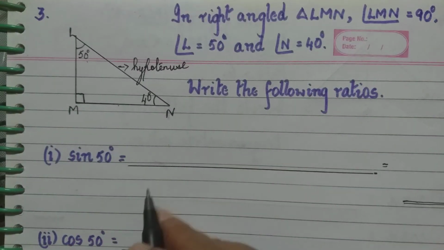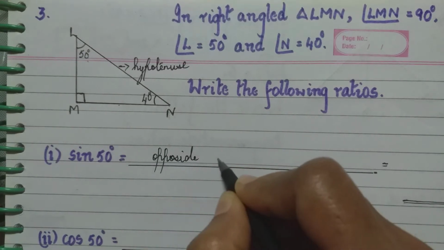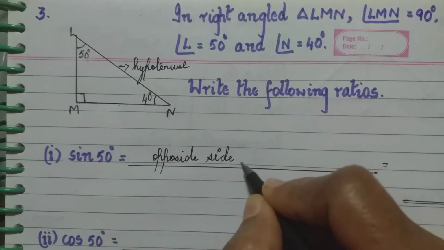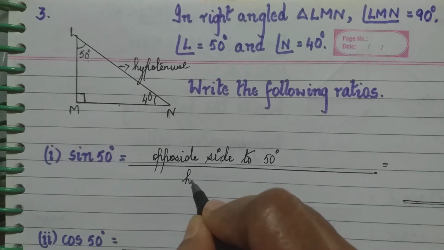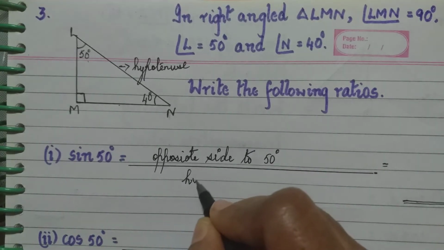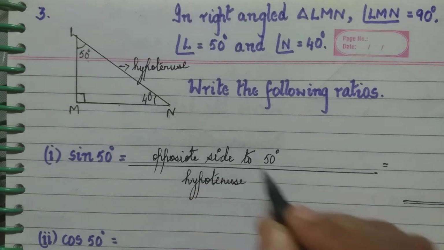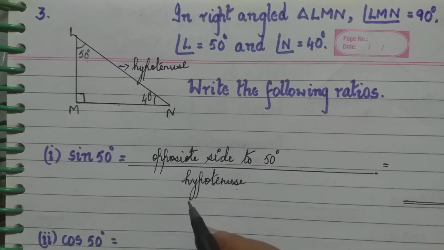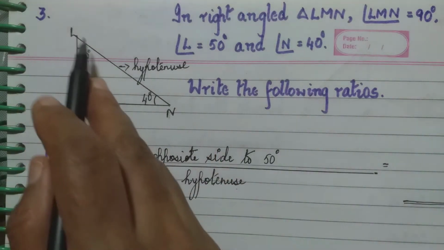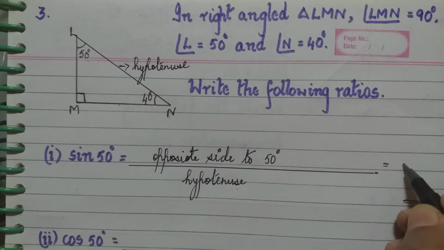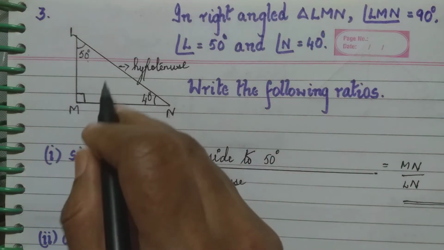Sine is opposite upon hypotenuse. So we write opposite side to angle 50 degrees upon the hypotenuse. Okay, so now here opposite side to 50 degrees upon the hypotenuse. Opposite to 50 degrees is side MN. Hypotenuse is LN. So we have here MN upon LN. Okay, so this is clear.